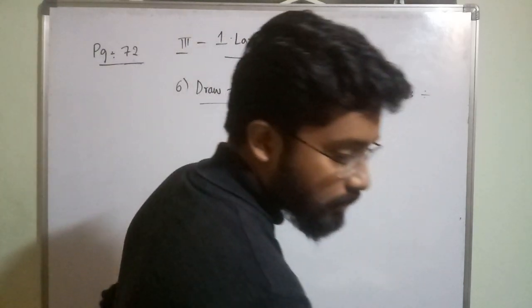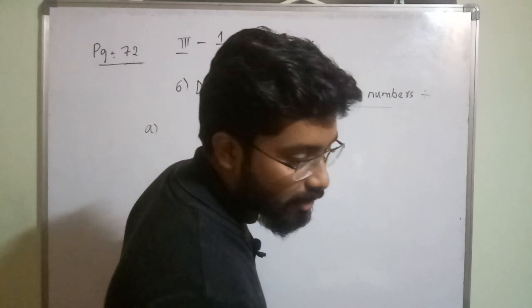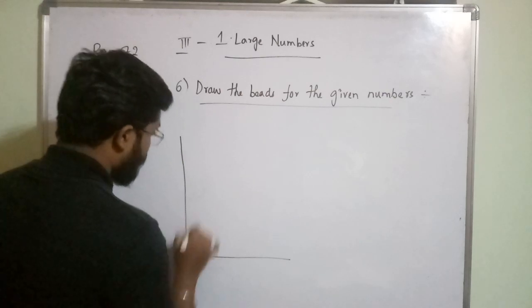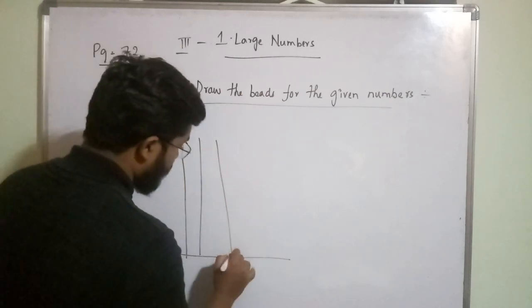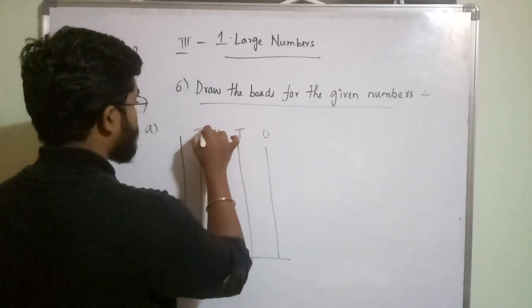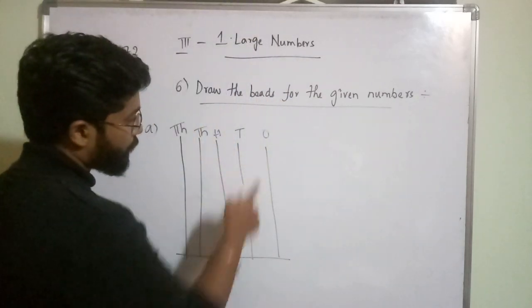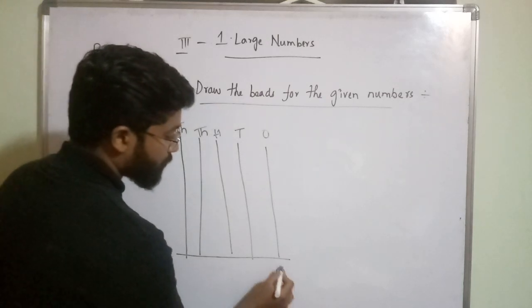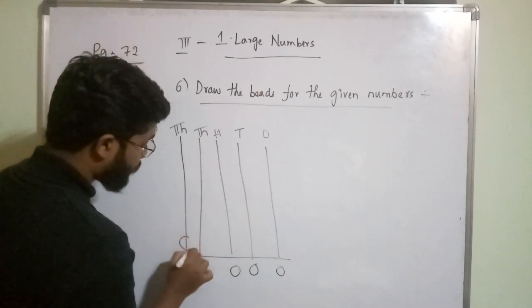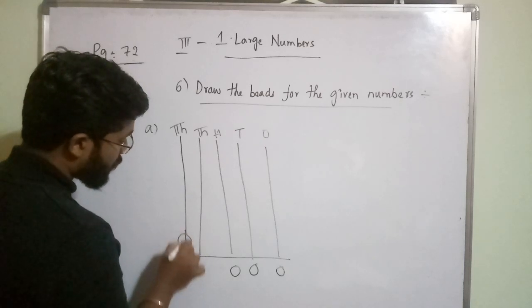Okay. So first one is the example. How many rods are there? 5 rods are there up to 10,000. Okay. 1, 2, 3, 4, 5. 5 rods. Ones, tens, hundreds, thousands. This is 10,000s. Okay. So is there any bead here? No. You have to keep 0. Any bead in tens place? 0. Any bead in hundreds place? 0. Okay. There is a purple color bead in 10,000s place, so that one I have kept here.